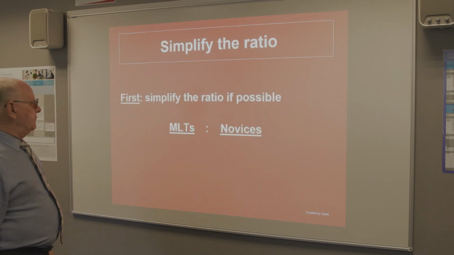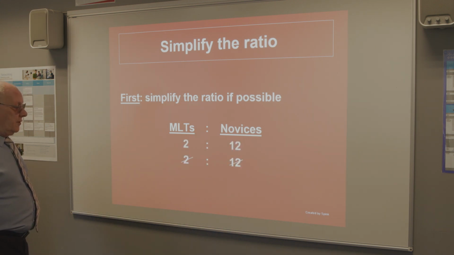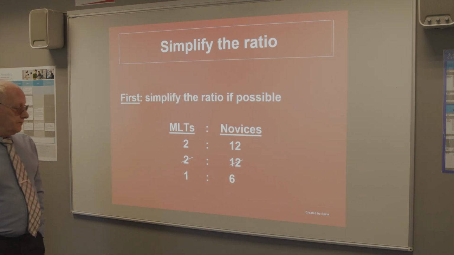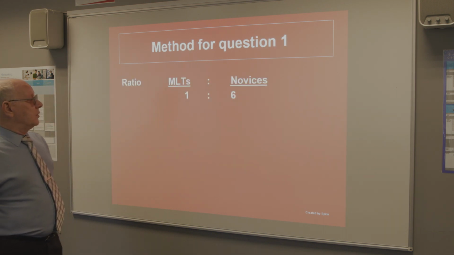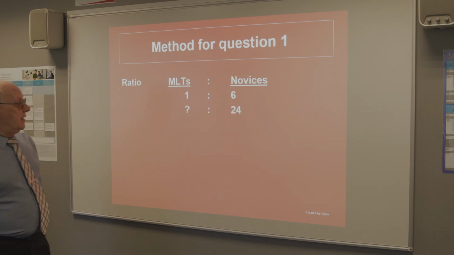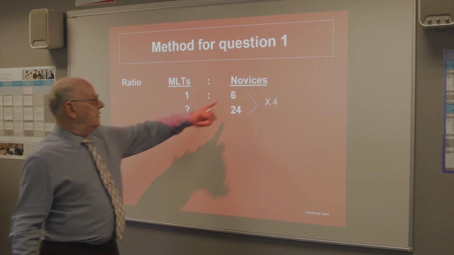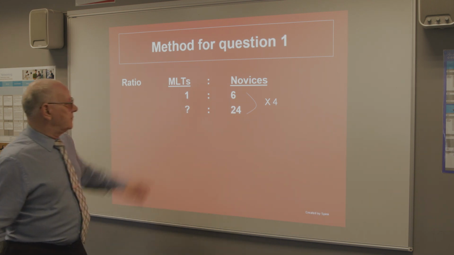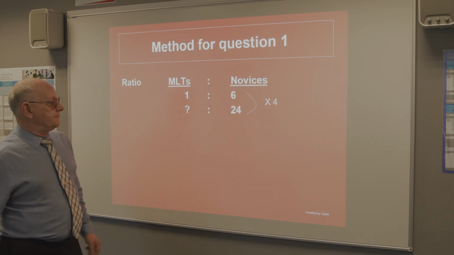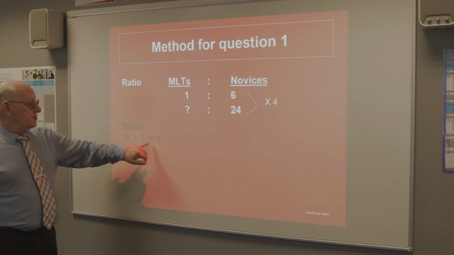This is the long way of doing it. Simplify the ratio if possible. 2 to 12 becomes 1 to 6, which is what we said at the start. So 1 to 6, how many to 24? This is a long way around, but we're getting there. 6 times 4 is 24. 24 divided by 6 is 4.